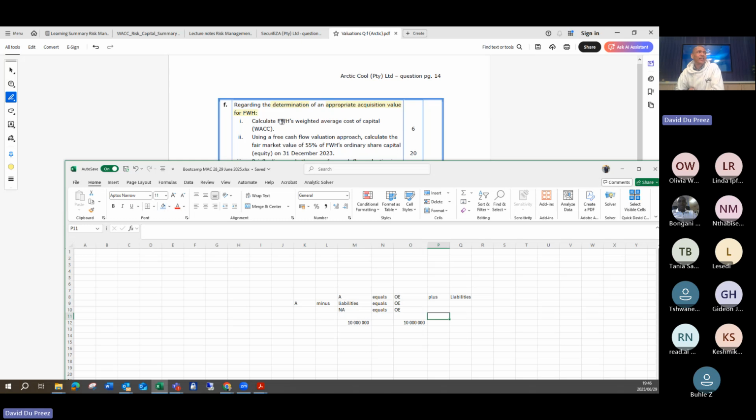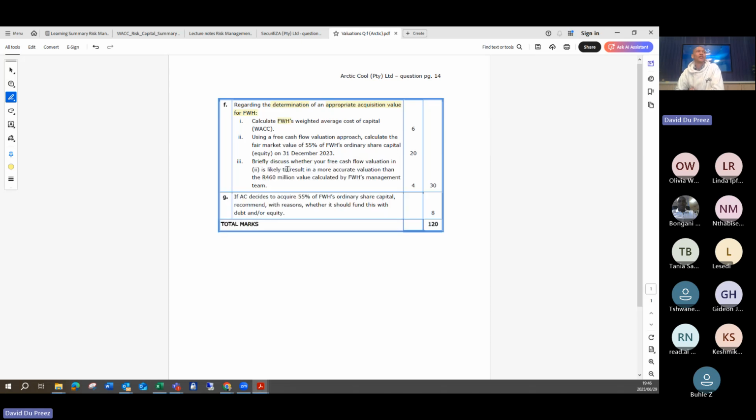Now they say calculate FWH's weighted average capital. Guys, especially when you are doing questions like this, please do keep in mind that you might have multiple entities. Gideon, you're saying 6 marks? Okay, fine. 6 marks for the weighted average cap. Okay, but exactly. You're looking for the simplicity because it's 6 marks. You're looking for quick. How can I do this quickly?